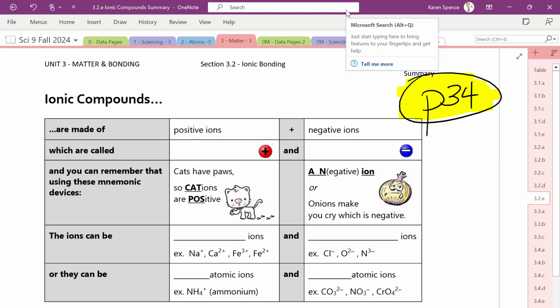We're just going to be doing a quick summary of ionic compounds and learning a couple more types of particles, because what do you have on Monday? A quiz on particles, okay? So we're going to make sure you know all of them, and then we're going to do a bit of a review on them.